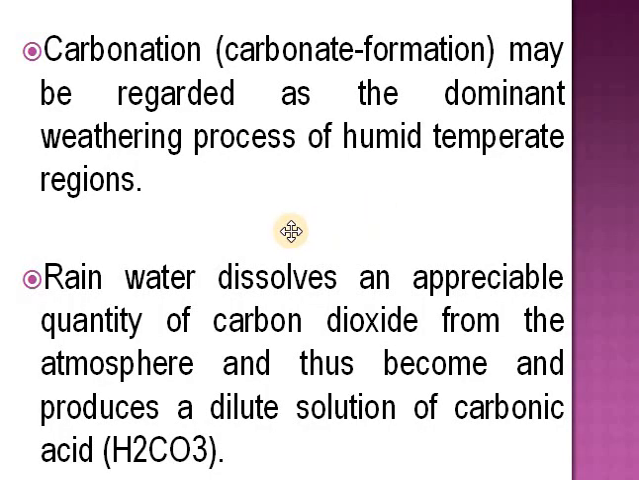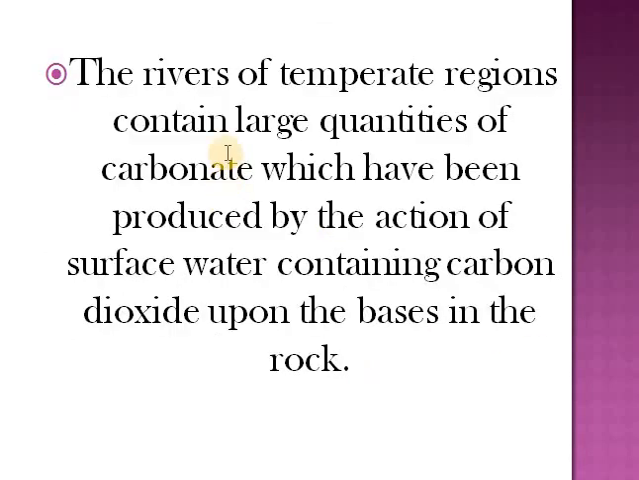Carbonation may be regarded as the dominant weathering process of humid temperate regions. Rainwater dissolves an appreciable quantity of carbon dioxide from the atmosphere and thus produces a dilute solution of carbonic acid. The rivers of temperate regions contain large quantities of carbonate which have been produced by the action of surface water containing carbon dioxide upon the bases in the rock.